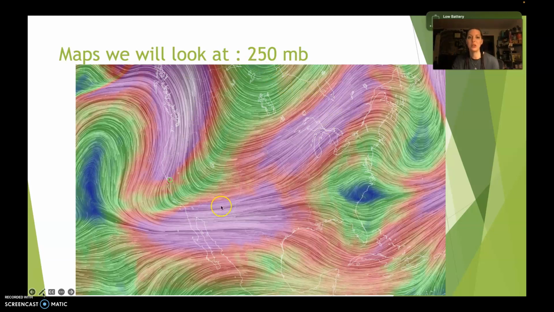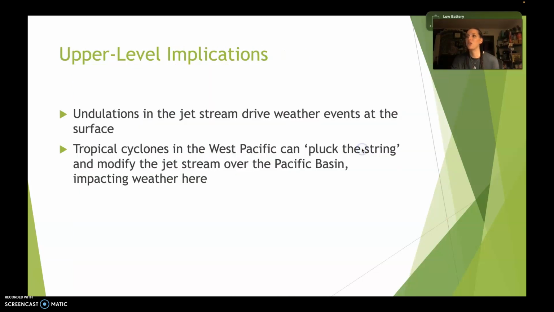And we really look for these sort of patterns when we're trying to figure out forecasting. There's really big implications of this. There are these undulations, or movements, in the jet stream, and these really drive weather events at the surface. When we talk about severe weather events later on in the semester, that will make a little bit more sense. We'll talk about how surface low pressures are on the eastern side of upper level low patterns and how they influence each other. It's really quite fascinating. But as I said in our first week, how something over by the Philippines can influence something over here on the west coast.